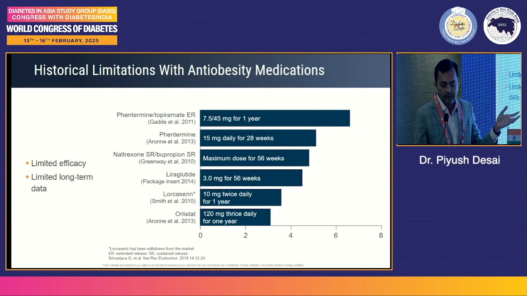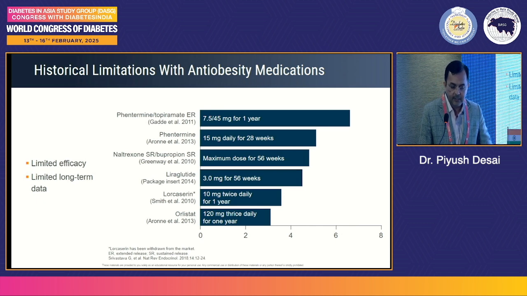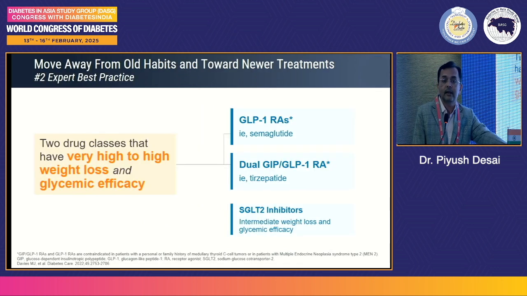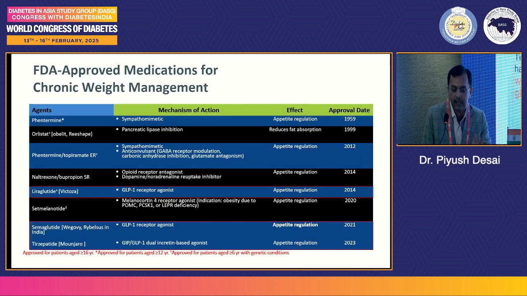Many anti-obesity medicines have limited efficacy, like phentermine, topiramate, naltrexone, bupropion, and even liraglutide, which had only 5 to 7% weight loss, and a few were withdrawn from the market also. Now we have GLP-1 agonists like semaglutide. We have the dual GLP-GIP combination, that is tirzepatide. Even retatrutide is coming; it is in clinical trials. And SGLT2 inhibitors. These are disease-modifying agents rather than anti-diabetic agents.